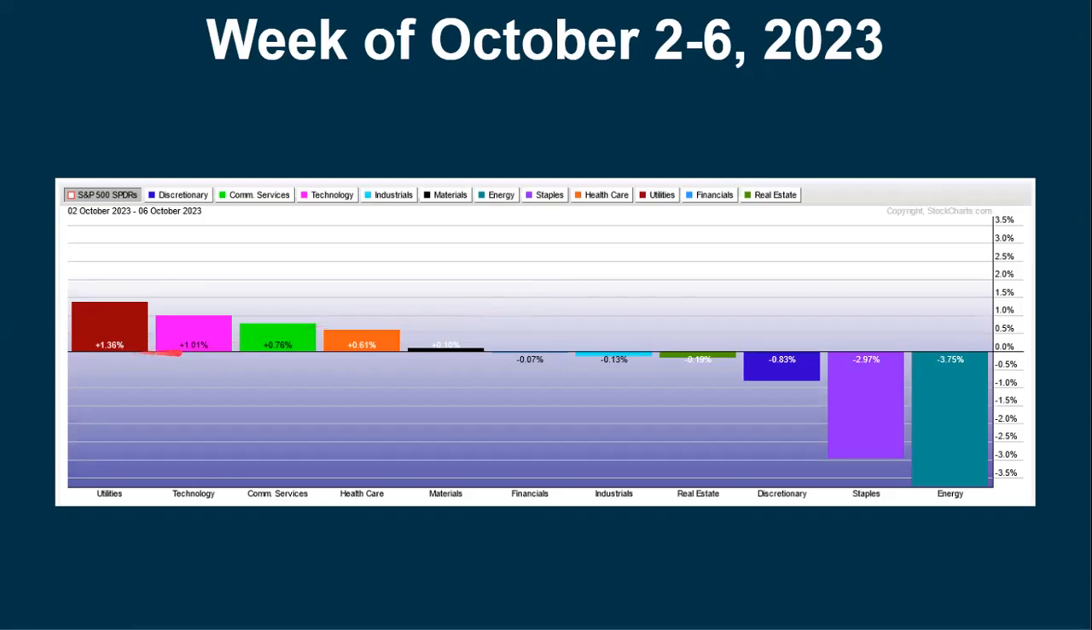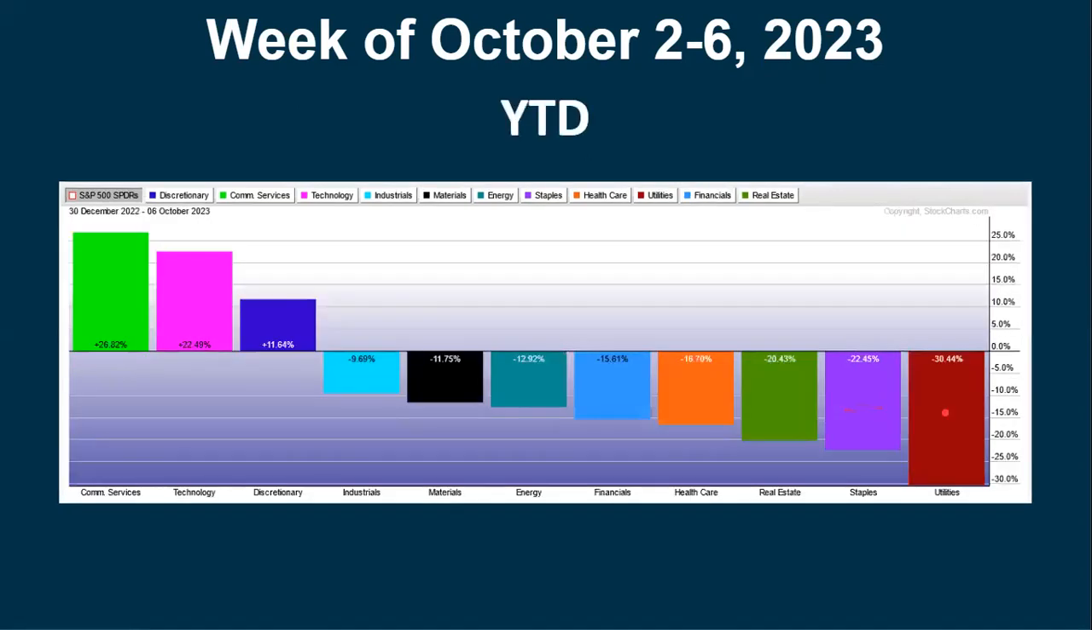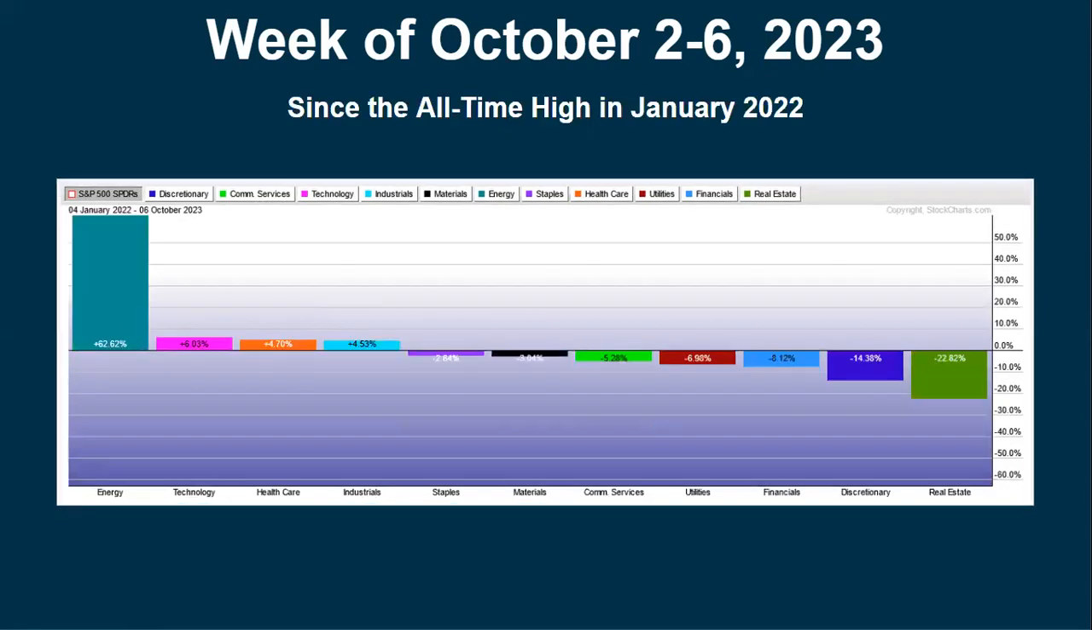We had utilities, tech, communication, and healthcare were positive. Materials were slightly positive. The other sectors ended up being down, with energy leading the way lower. Going back to the beginning of the year, we have communication, tech, and discretionary doing the best. They're positive. All the other sectors continue to be negative, with utilities really being down heavily. The rise in interest rates are really hitting utilities quite hard.